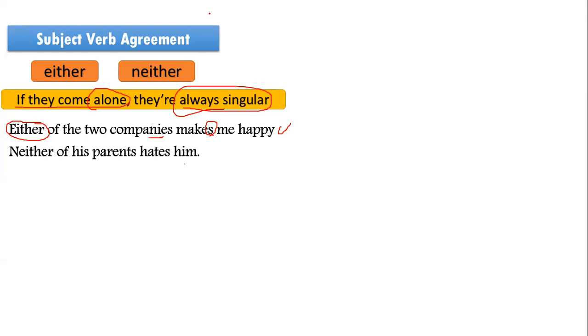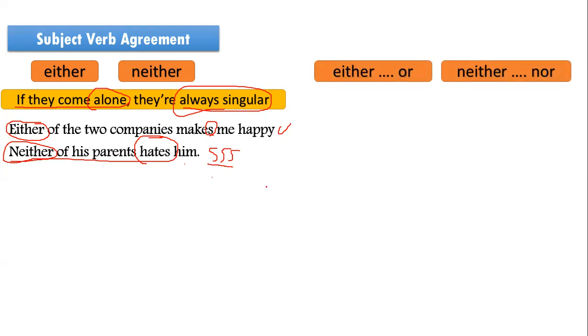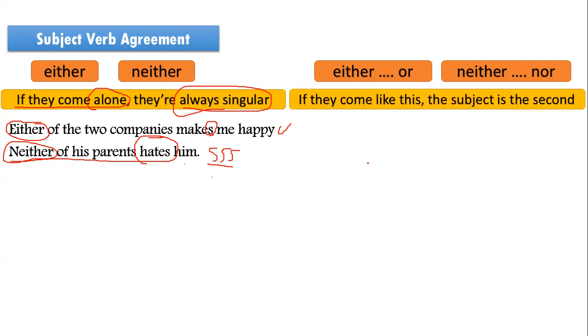No, Ahmad. It's the same as the one before. All right, look. I said neither, singular subject, so it should be hates. Remember the S rule. Since I have a singular subject, the verb should take S. If they come like this, either with or, neither with nor, how about this one? If they come like this, the subject is the second one, the one closer to the verb.